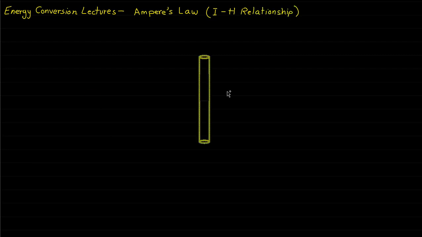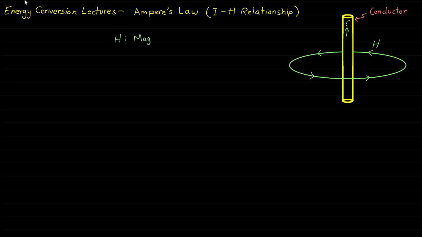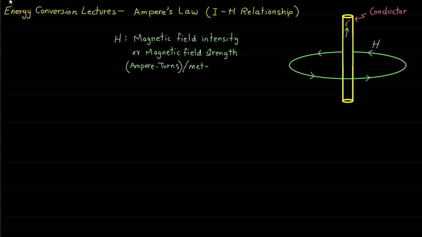We learned from the previous lecture that a current carrying conductor produces a magnetic field around it, and its direction is determined by the right-hand rule. The intensity or the strength of this magnetic field is denoted by the letter H, and its unit is ampere-turns per meter, or in SI unit just amperes per meter, because turns is not an SI unit.